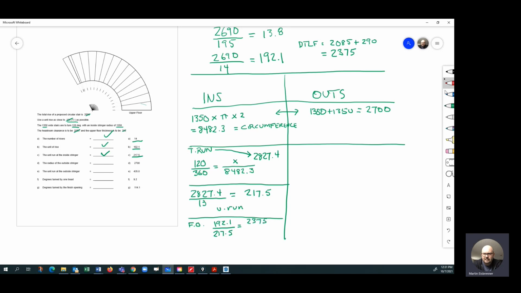And do you see also the relationship between these guys? You know, it's a vertical number compared to a vertical number, right? And then this finished opening is a horizontal number, just like the 217.5 is. That's why this whole thing works. Oh, so that's a good thing to remember for sure. I wouldn't have thought of it like that.